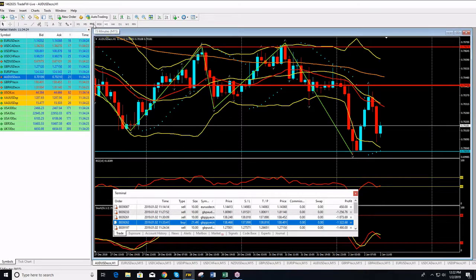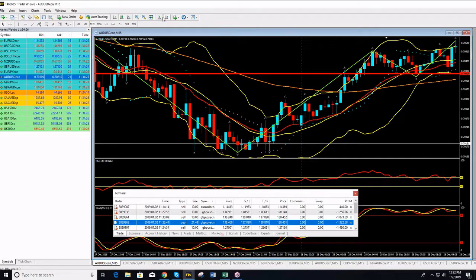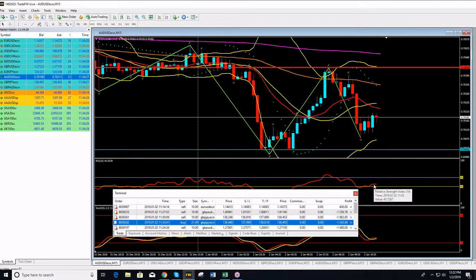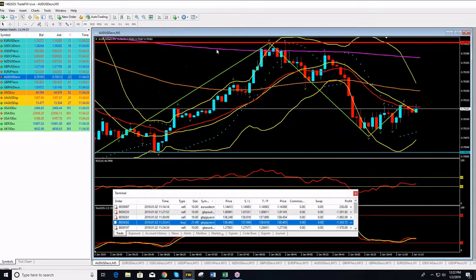So I think I will initiate the long position on Aussie dollar using the intraday system. I just need confirmation from the 15-minute chart. Let me see. RSI looks promising. Bearish parabolics though. Let me see this one.